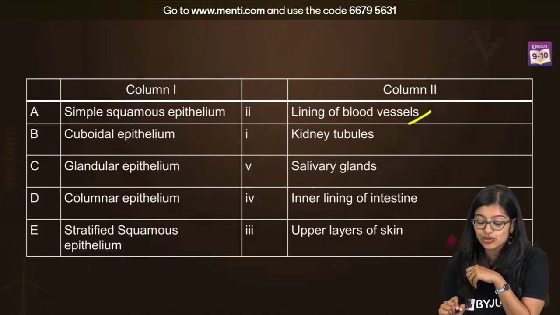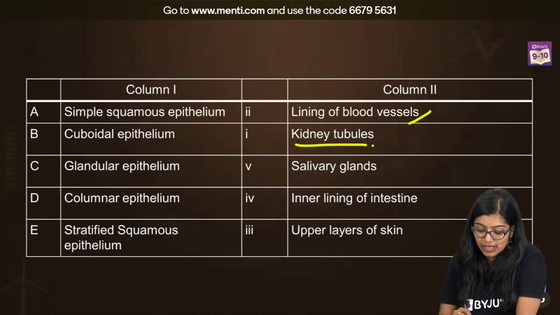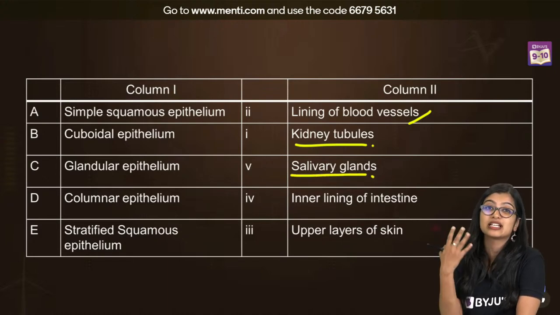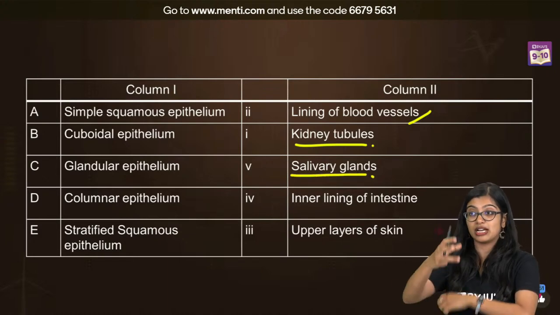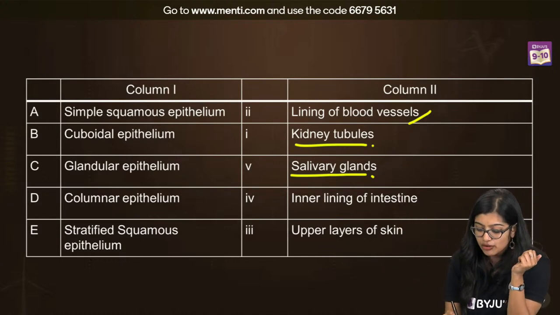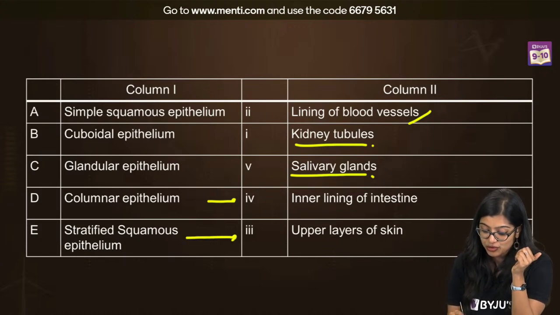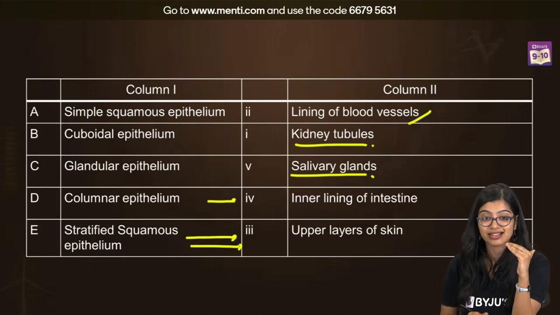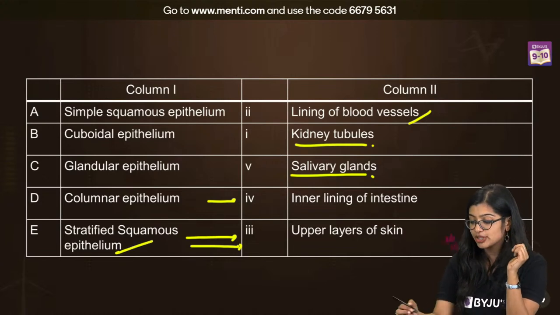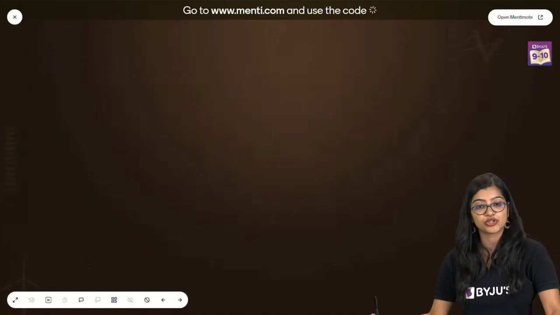Now, on the other hand, when you talk about cuboidal epithelium, we find it in the kidney tubules, right? And glandular epithelium is a specialized kind of epithelium that enables secretion. You have columnar epithelium, which is found in the inner linings of the small intestine. And you have stratified squamous, that means stacks of squamous, which is found on the upper layers of the skin, which is why the correct answer is option D.